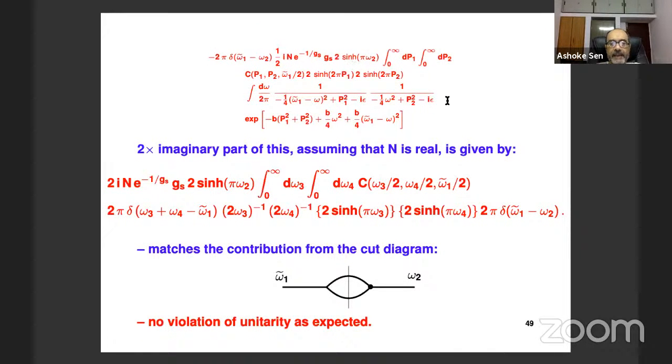Okay. So you can calculate this now. This is a finite integral. And one can calculate in particular twice the imaginary part of this, assuming n is real. This is the answer.